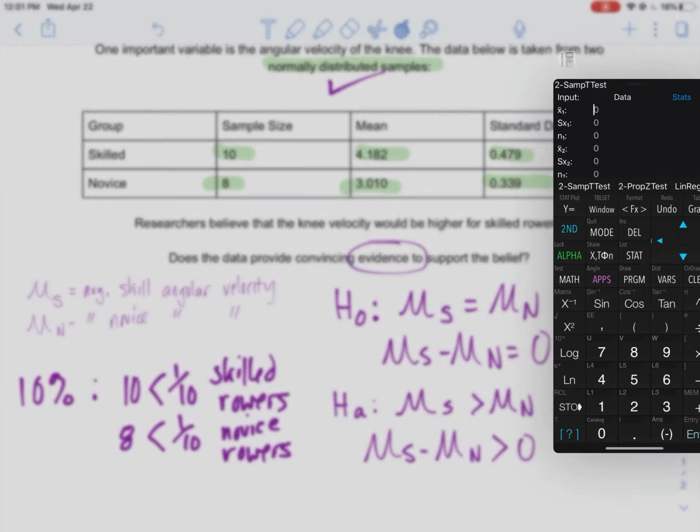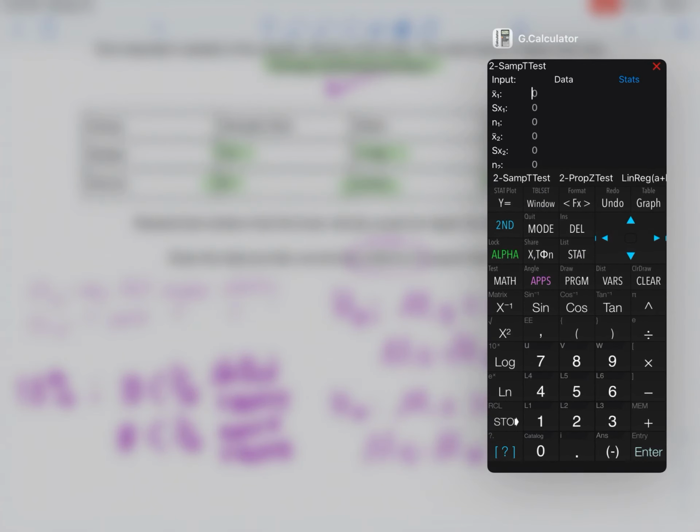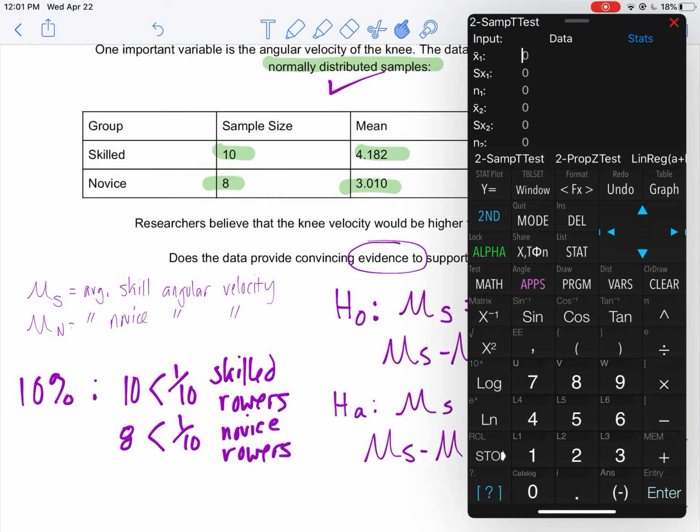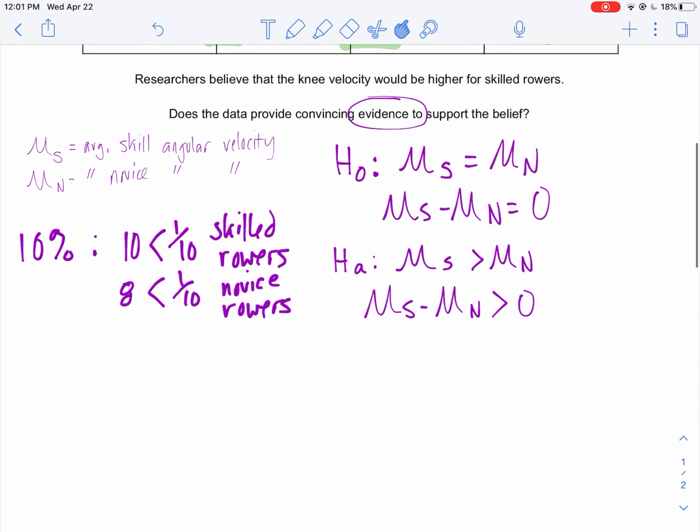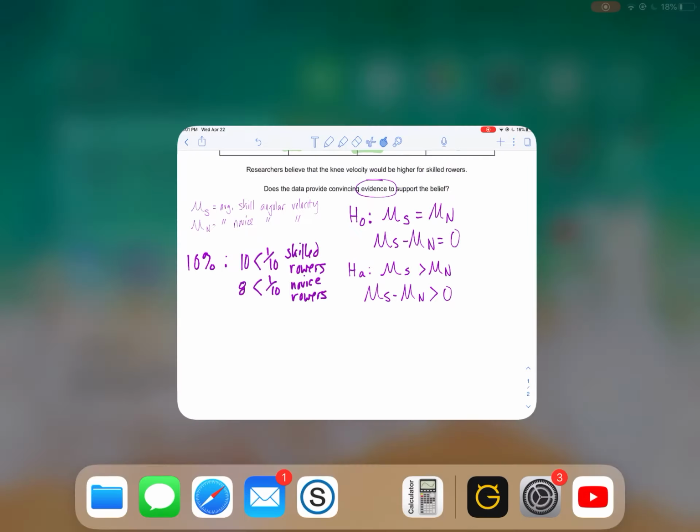All right, having some technical difficulties. Let's try that again. Oh, all right. Get rid of that. We'll try again. Now I'll have to do this using my calculator. All right, let's try that again.